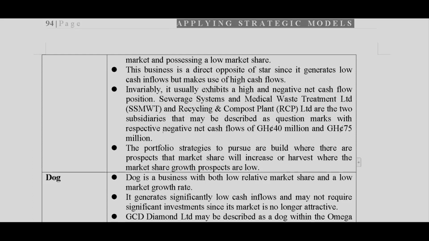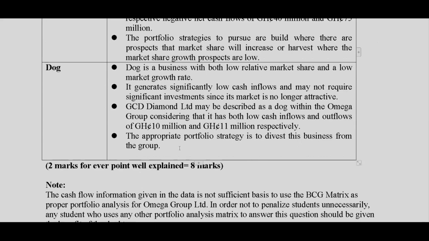Looking at the data, the sewage system and medical waste treatment and recycling compost are two subsidiaries that may be described as question marks, with respective negative net cash flows of 40 million and 75 million. Unlike the star, which was marginal at 5 million, these ones are huge. So the portfolio strategy is to build these ones where there are prospects in the market, or harvest them when we don't see prospects, just like I taught you earlier, okay?